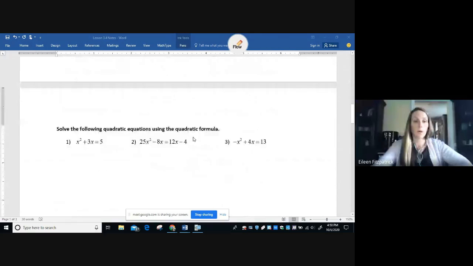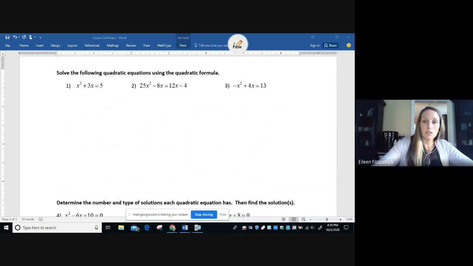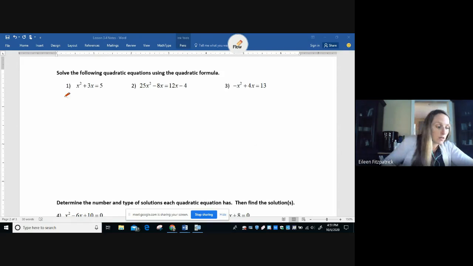So that's your visual. All right, it says solve the following quadratic equations using the quadratic formula. Let me get my pen. You wanted the steps here. I'm not going to list them because I think you're pretty familiar with them. Let's set it equal to 0 first. That's always the first step. So x squared plus 3x minus 5 equals 0. Then we list our values of a, b, and c off to the side. So a is 1, b is 3, c is negative 5.